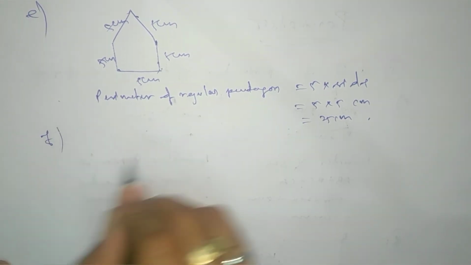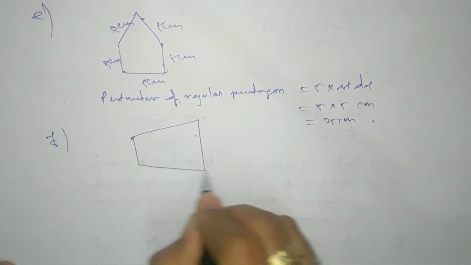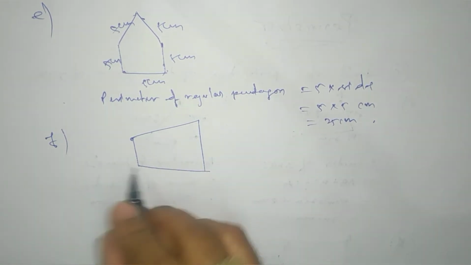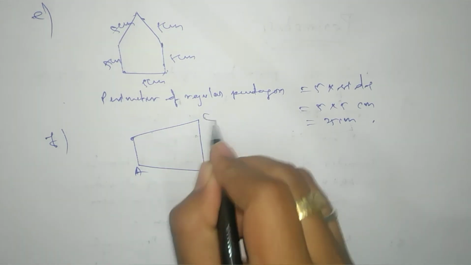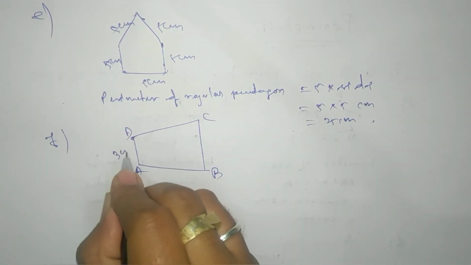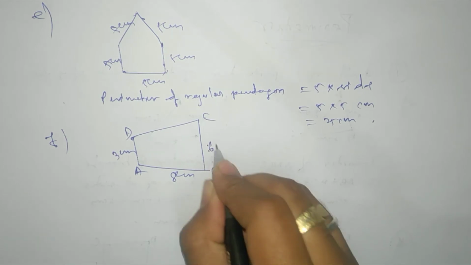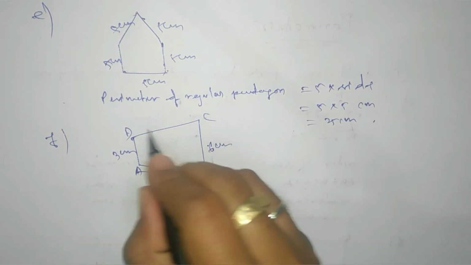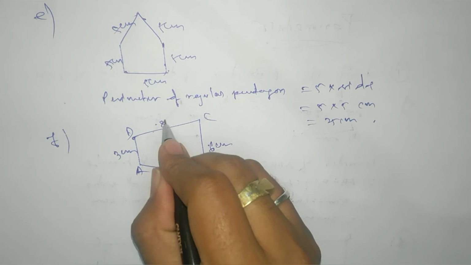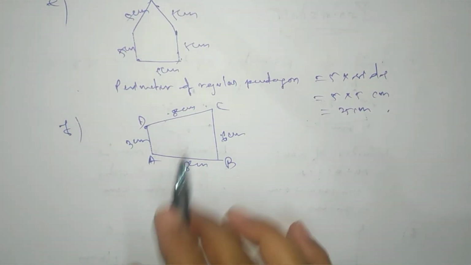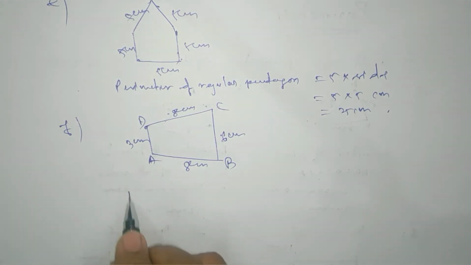if we take any quadrilateral, not a trapezium or anything, just a normal ABCD, and here we have 6 cm, 8 cm, and 3 cm, and we take the last side as 8 cm, no problem. So we need to find the perimeter of this one. So how are we going to represent it?